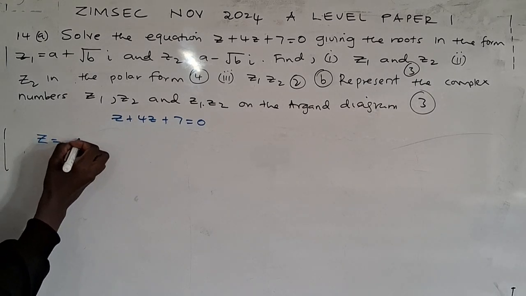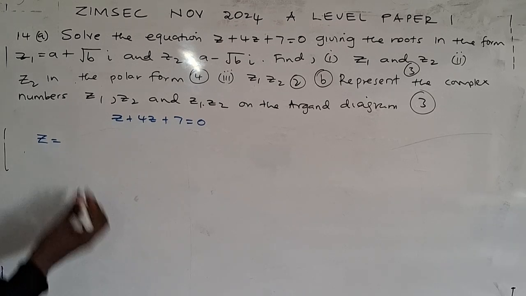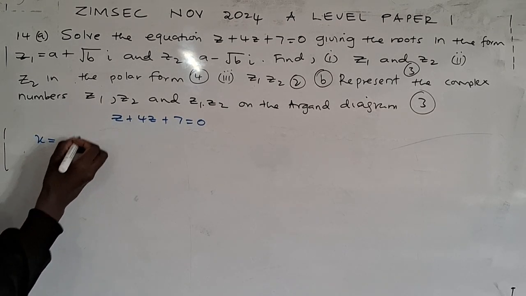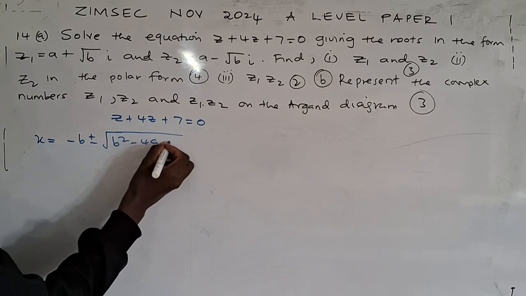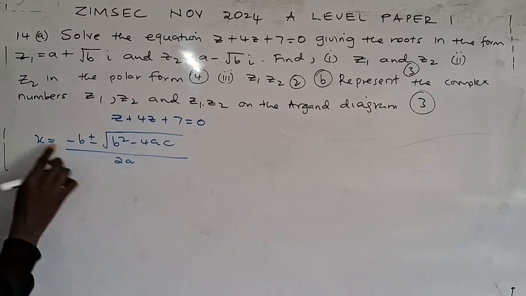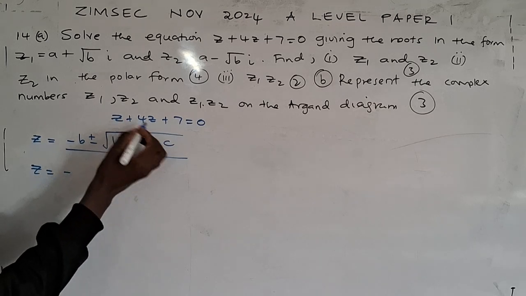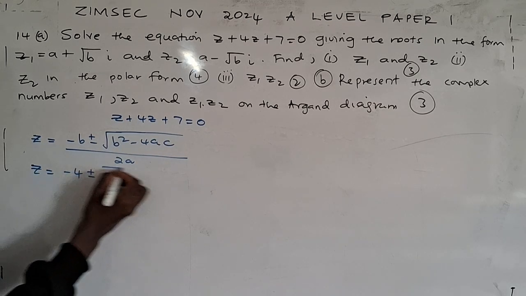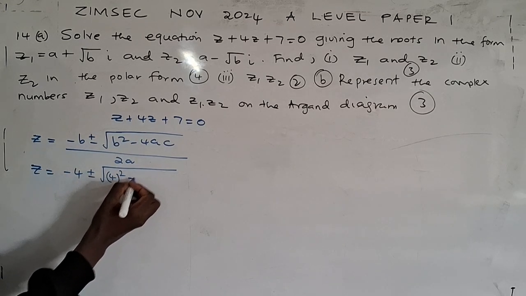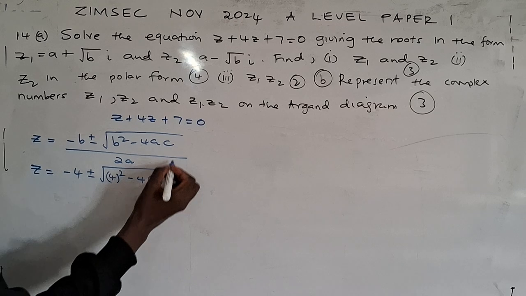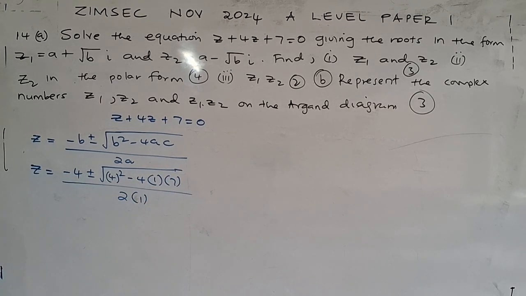So z is equal to what? You use the quadratic formula. The quadratic formula is x is equal to minus b plus or minus the square root of b squared minus 4ac, everything divided by 2a. Here I don't have x, I have z. So z is equal to minus b, which is minus 4, plus or minus the square root of 4 squared minus 4 into a, which is 1, into c, which is 7, everything divided by 2 multiplied by 1.